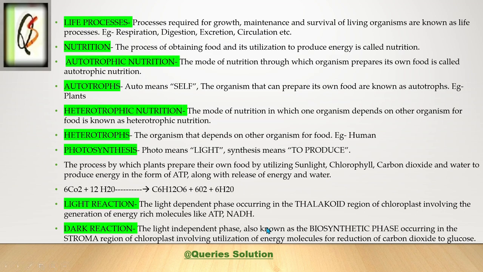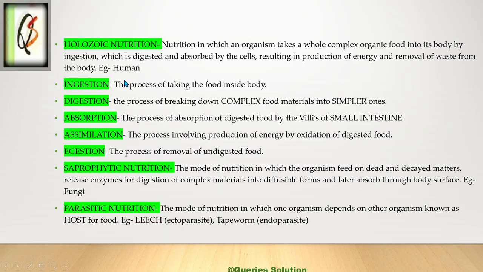So these dark reactions are also known as the biosynthetic phase, which occurs in the stroma region of the chloroplast, which involves utilization of the energy rich molecules that are produced during the light reaction, and using this energy to reduce the carbon dioxide into glucose. So these are a few definitions with regards to the concept and introduction of the chapter.